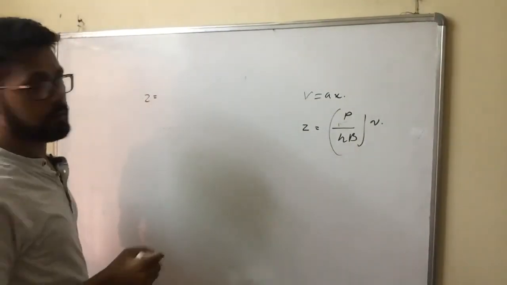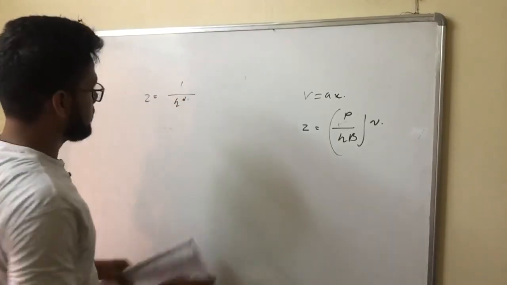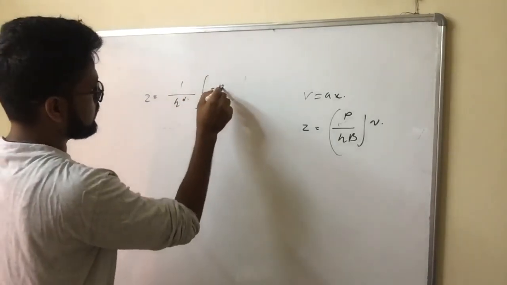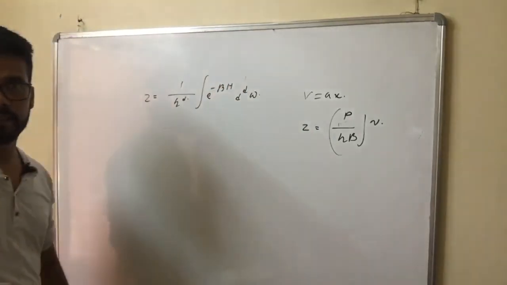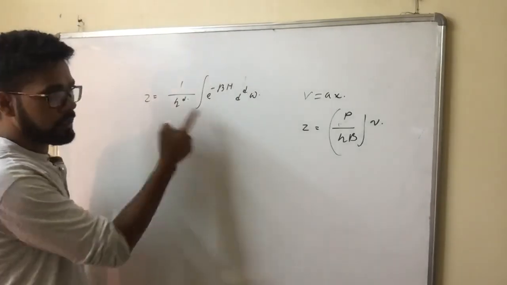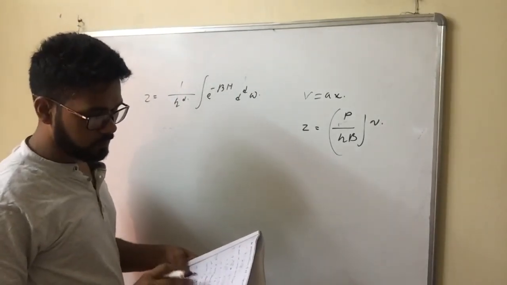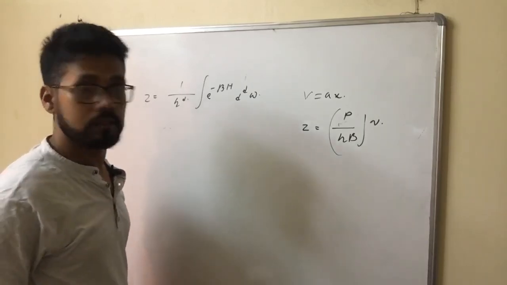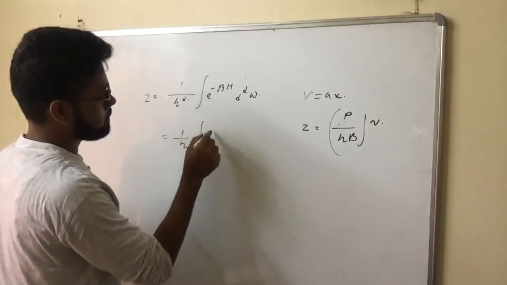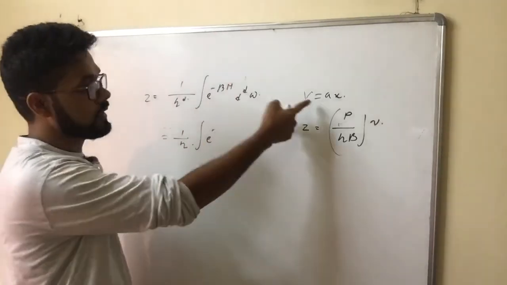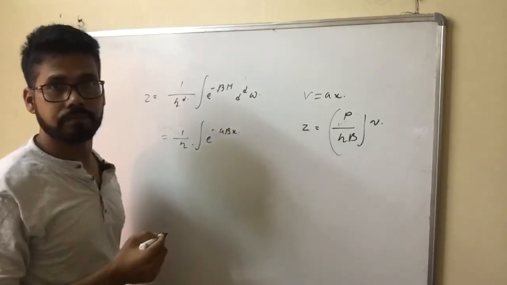For the partition function, the general formula I have given you is 1 by h to the power t, integral e to the power minus beta E d omega. This is a general formula. So it is one-dimensional. This is called a one-dimensional particle interacting with a linear potential in a one-dimensional box, a rod. Then it will be 1 by h, e to the power, kinetic energy is 0, so potential energy is this one, A beta x.